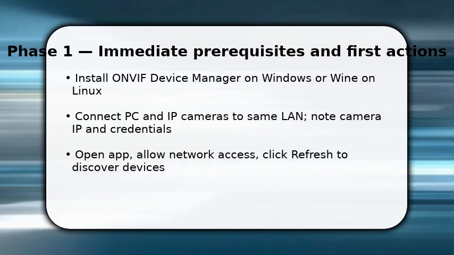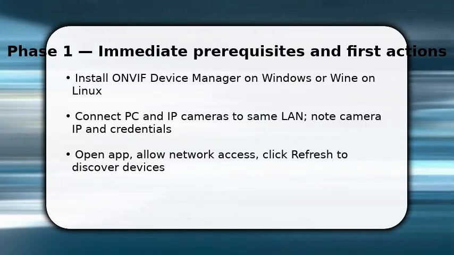Click Refresh and watch the device list populate. This step shows why discovery matters. It maps reachable devices by IP. If a camera appears, select it to begin.